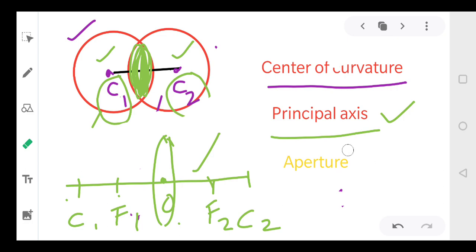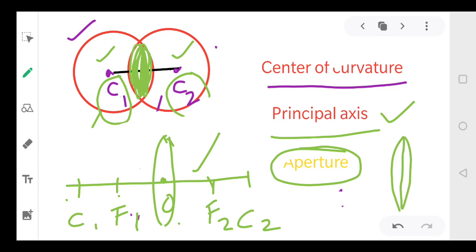Next is, what is aperture? Aperture means the diameter of the lens. If this is your lens, this is your aperture. This MN is your aperture. So MN is the diameter of the lens.